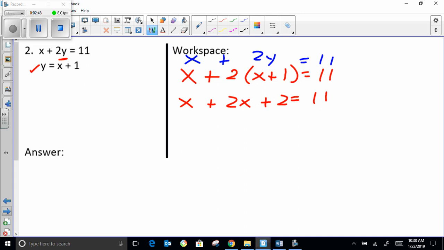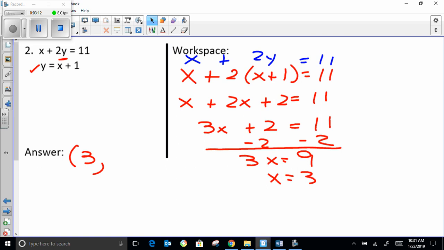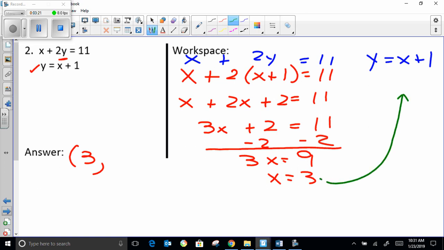Combine my like terms, 3x plus 2 is equal to 11. Solve for x, minus 2 from both sides, 3x is equal to 9. And then divide by 3, x is equal to 3. I know that x is equal to 3. I still need to find what y is equal to. We know that y is equal to x plus 1. So now let's substitute our number in. y is equal to 3 plus 1. y is equal to 4. My ordered pair should be 3, 4.